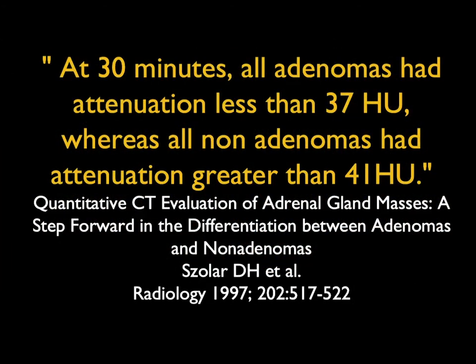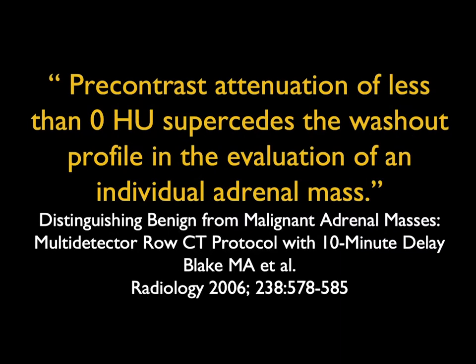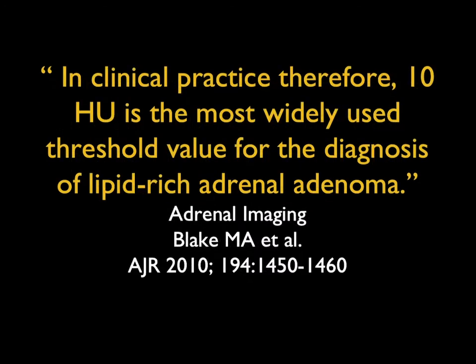Now, I mentioned before we look at enhancement, and one of the things going back more than 20 years, people began to recognize that lesions wash out. We talk about that in the liver, people looked at it in the adrenal. And what they found was that adrenal adenomas, when you looked at 30 minutes, were always less than 37 Hounsfield units, and malignancies, or non-adenomas surely, were over 41. Now, several things were also said. Under 10, at that point 0 was the number, but it's really 10 Hounsfield units.